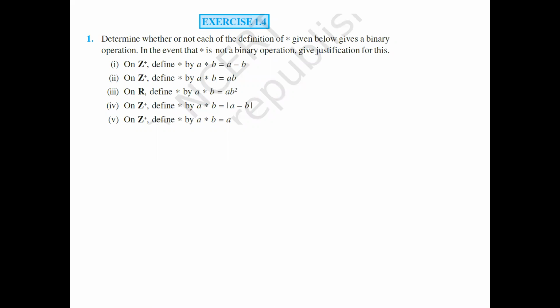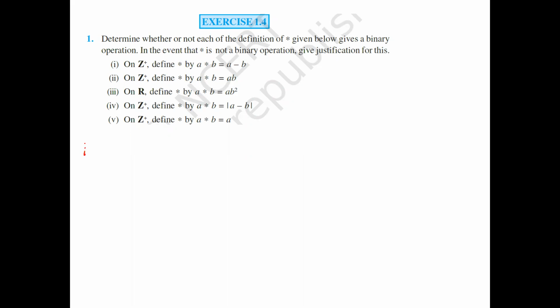Okay, now we came to exercise, last exercise I think. Determine whether or not each of the definition of star given below gives a binary operation. In the event that star is not a binary operation, give justification for this. Okay. First one is Z plus, star is defined by A star B equals A minus B.